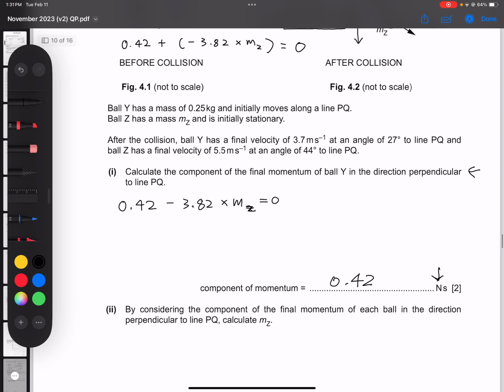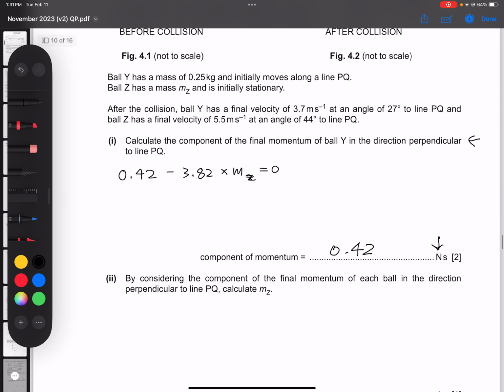Okay. 0.42 plus, no, we say minus 3.82 into mz is equal to 0. Right? So, now we bring this to that side and we can say 0 minus 0.42 divided by minus 3.82 is equal to mz, right?